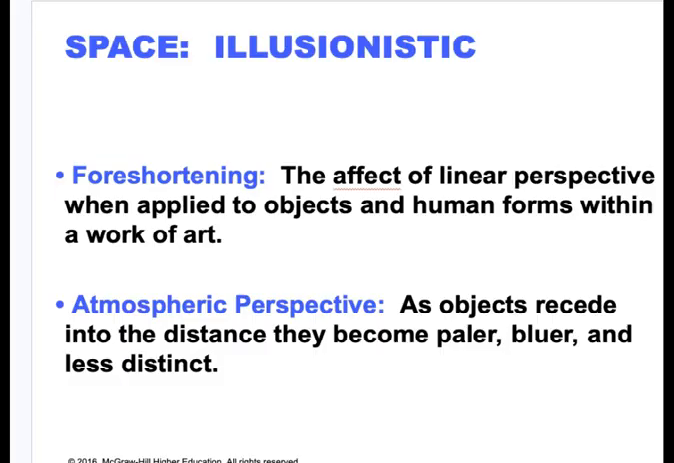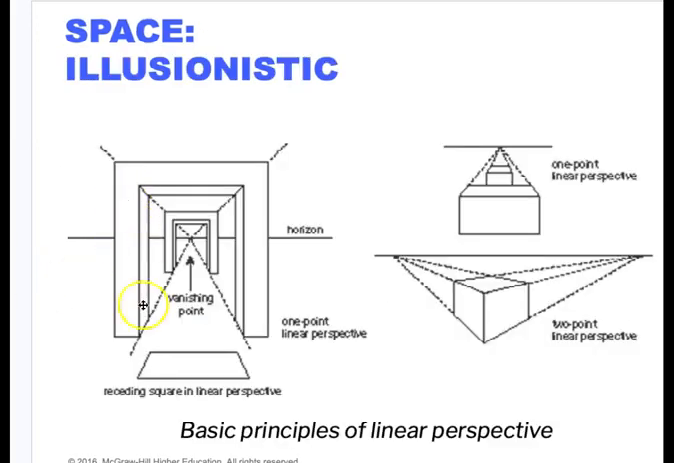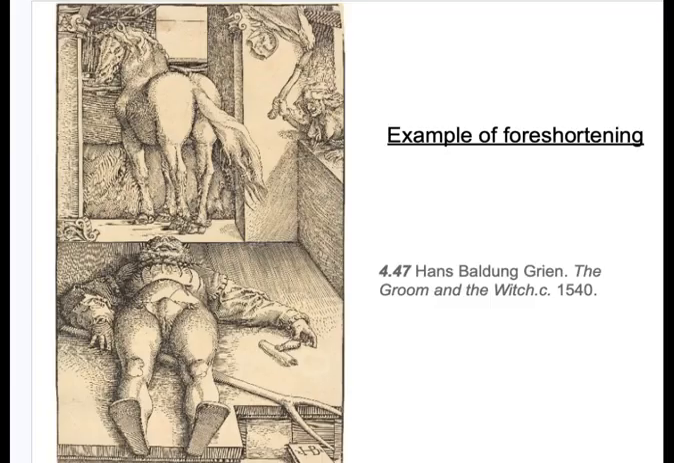Okay, continuing with illusionistic space. We talked about 1-point perspective and 2-point perspective. But there's a couple of other things you can do. Foreshortening is the effect of a linear perspective when applied to objects and human forms within a work of art. So we talked about buildings and structures, right? Boxes, using linear perspective. But take a look at this one. This one is an example of foreshortening, but we're putting a human form into that linear perspective format.